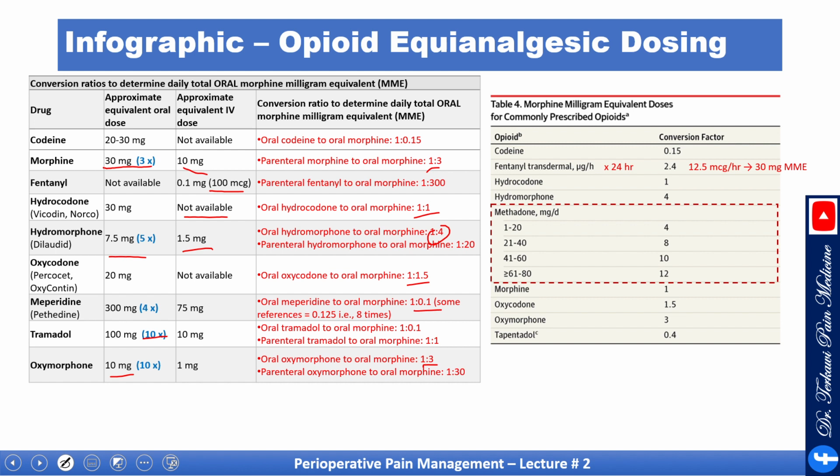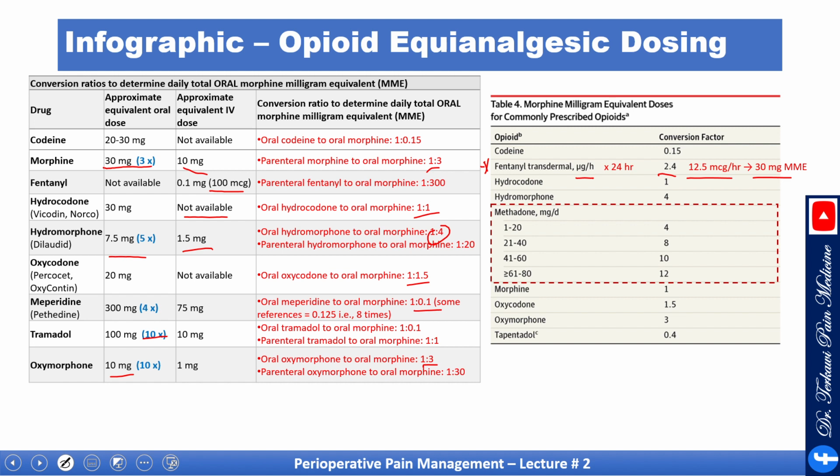Now here, I want you to focus on this, the fentanyl patch or transdermal. Notice that the conversion factor is 2.4 for each mic per hour. So to help you memorize that, this is per hour. So we have 24 hours per day. That's 2.4. Just try to memorize that. So easy example here, if you have a 12.5 mic per hour fentanyl patch, that's equivalent to 30 milligram morphine equivalent.